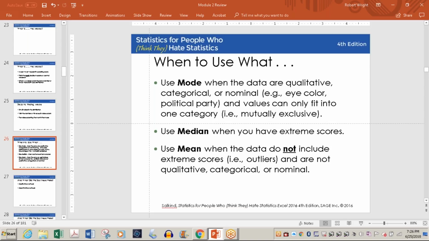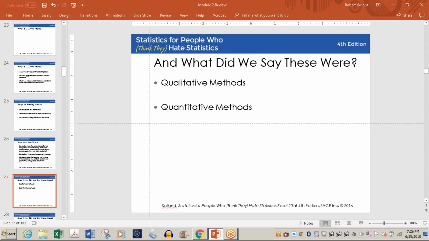And then you use the mean when the data does not include any extreme scores, which are referred to as outliers. So that's basically a quick rule of thumb on when to use these different things.